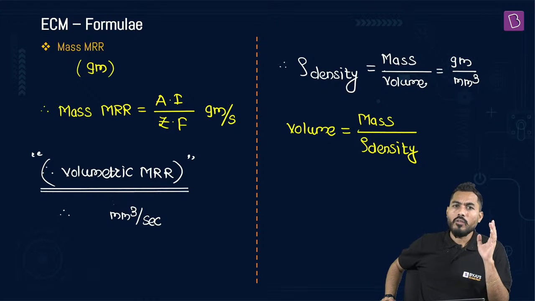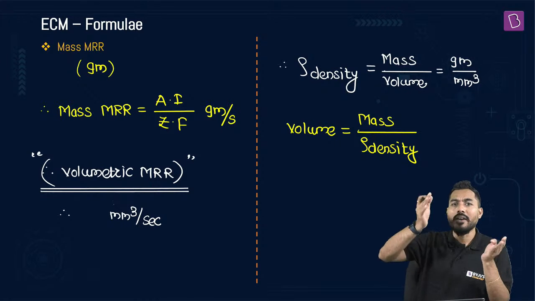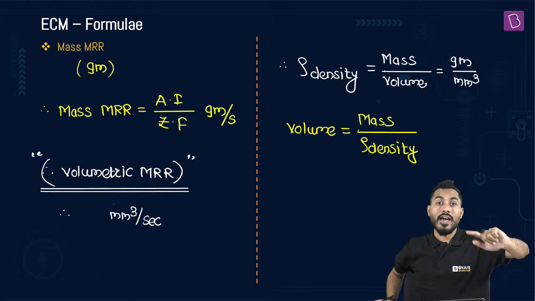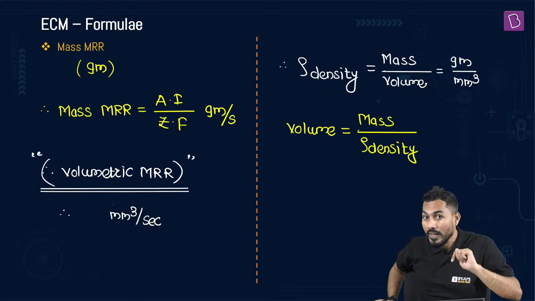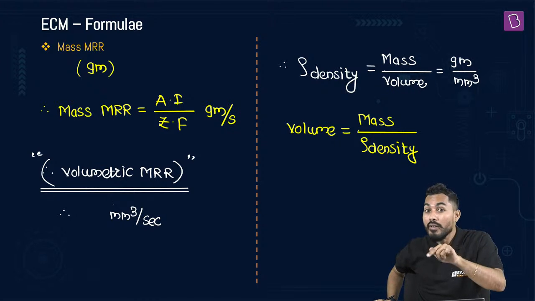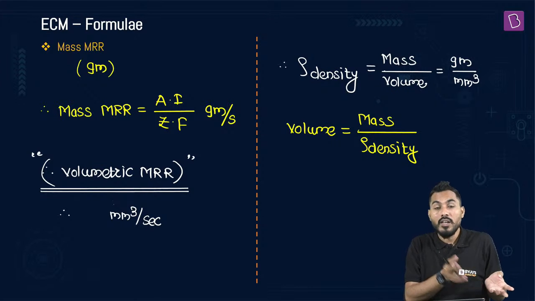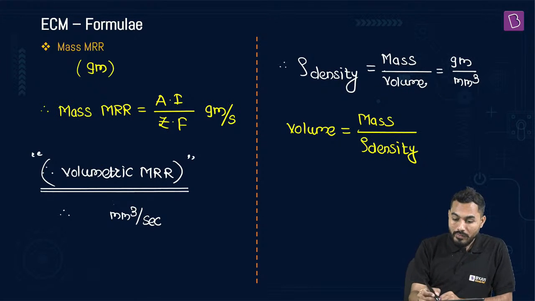Even that I don't require to mug up, because I know that MRR is directly proportional to the amount of charge carried per second, that is current, and it is directly proportional to the electrochemical equivalent, which is exactly equal to gram atomic weight divided by valency. So there is one constant that comes in the denominator, that is F, Faraday's constant. So my formula is A into I divided by Z into F.